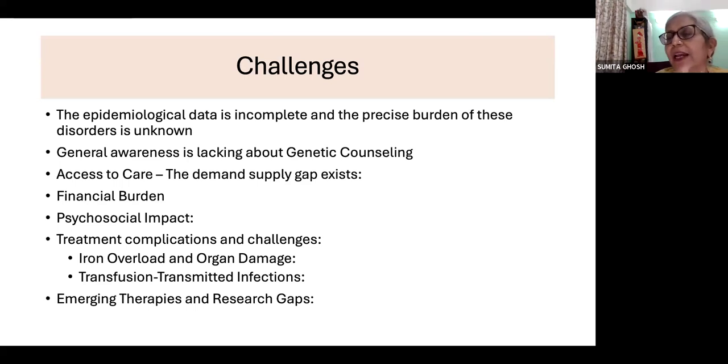The demand-supply gap in access to care, in spite of all the efforts, still exists, especially in the remote areas, where they have to travel every 2 weeks. How will they travel? So that is the financial burden, the psychosocial impact. And we heard about the various complications and challenges in treatment, the disease complication, the treatment complication, infections.